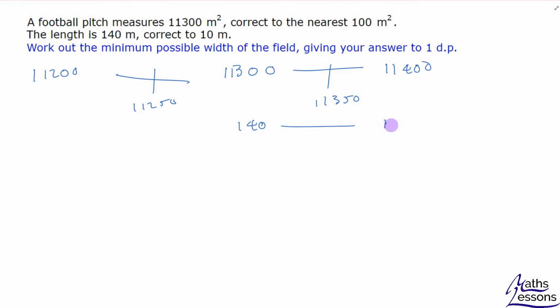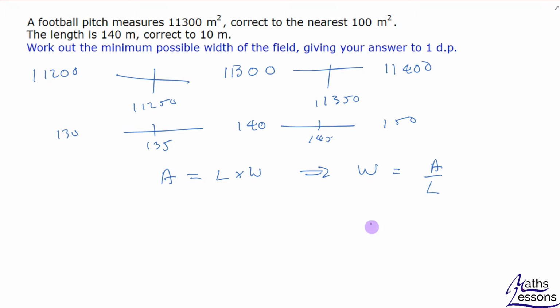So our next value up is going to be, correct to the nearest 10 meters, 150. Boundary value 145. 130. Boundary value 135. So we've got football pitch, that's the area, is equal to length times width, but we want to find the width. The width is going to equal the area over the length. We want the minimum possible width. So if we want width minimum, there's going to be area min over length max to get the minimum possible width that we could possibly have.